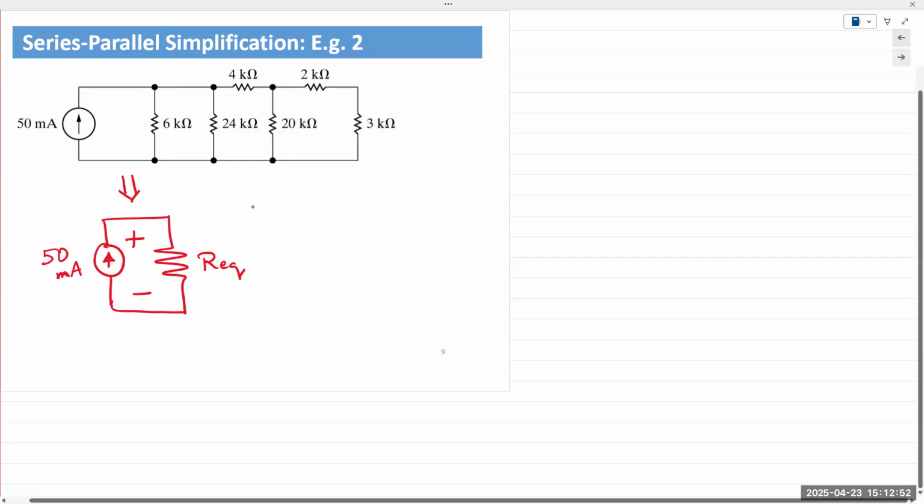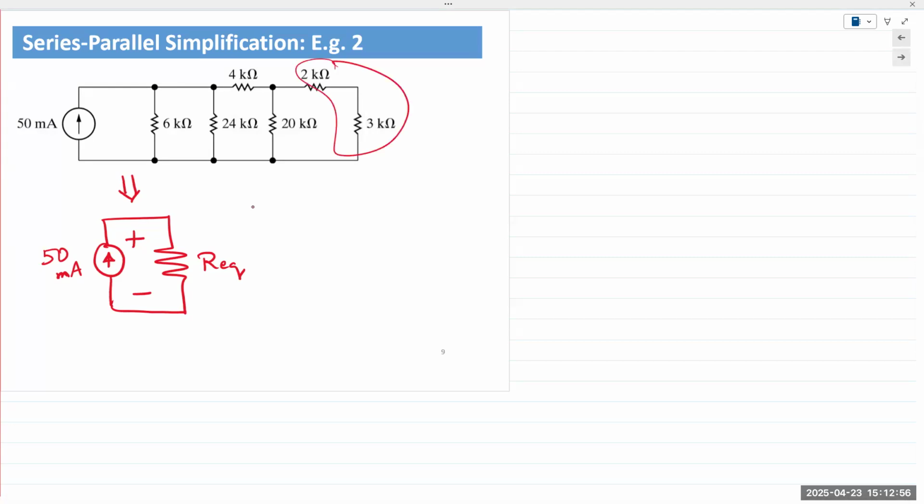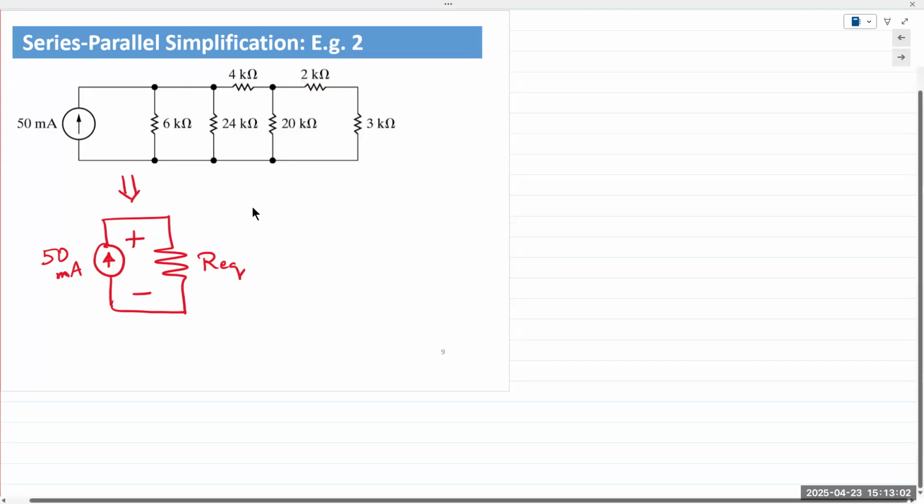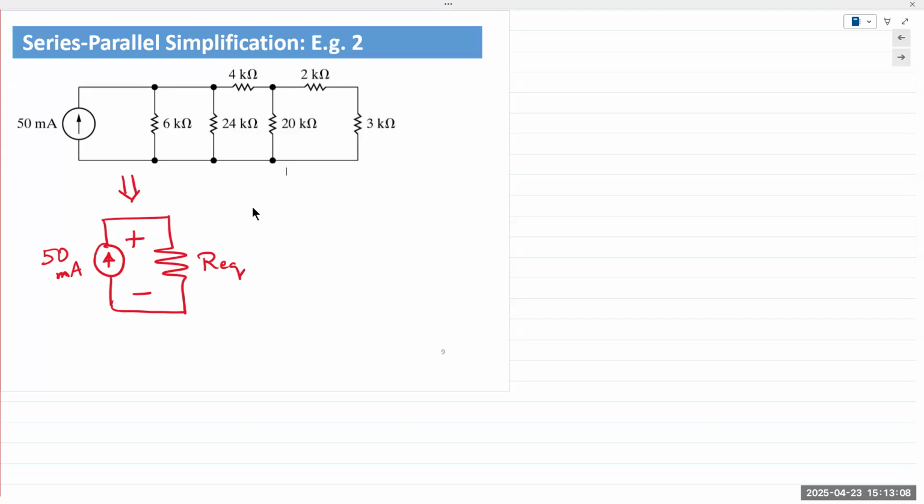So we want to find Req, 2K and 3K, series or parallel. So if we want to find Req, we always start at the farthest end away from our source, and then we start reducing the circuit step by step until we reach our source. Okay.